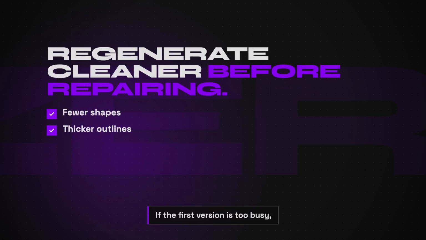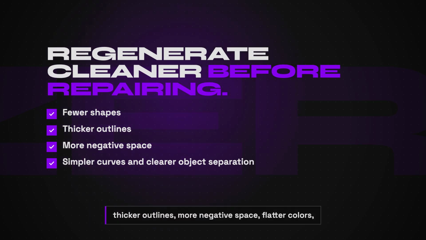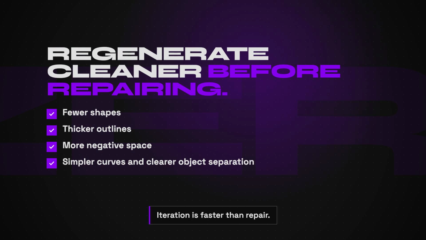If the first version is too busy, do not spend an hour deleting anchor points. Regenerate with stronger constraints: fewer shapes, thicker outlines, more negative space, flatter colors, simpler curves, and clearer separation between objects. Iteration is faster than repair.